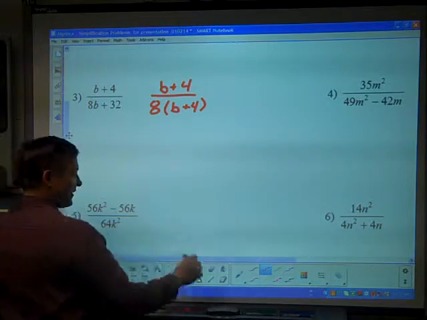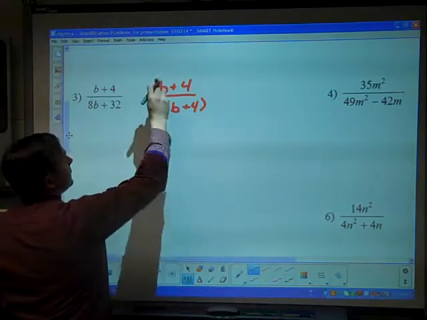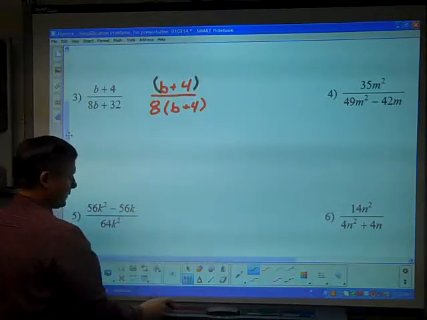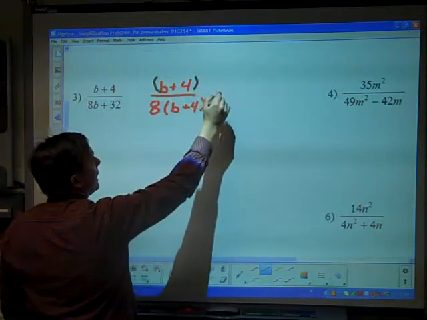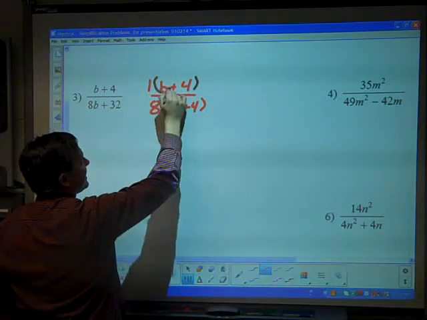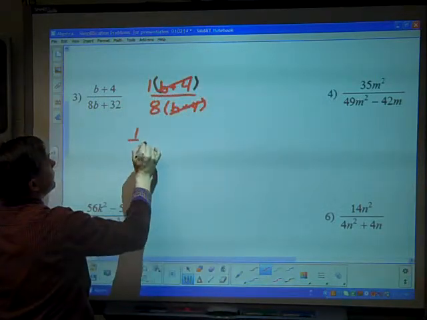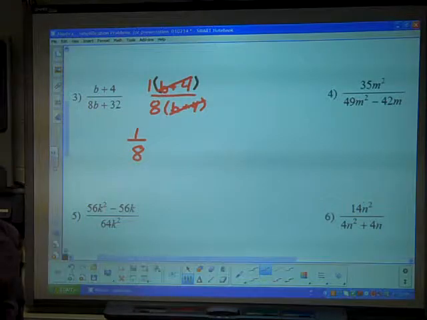Again, I take a look at what's exactly the same. The numerator has b plus 4 as one thing. The denominator is b plus 4. And we have to see that when we cancel, there's going to be a 1. And the answer to number 3 is 1/8.